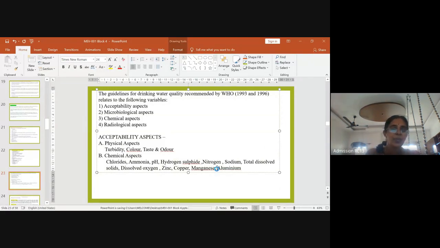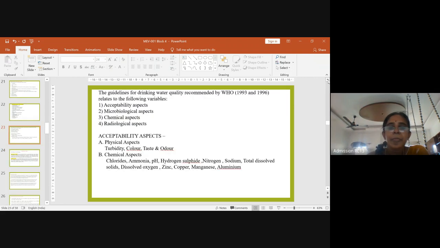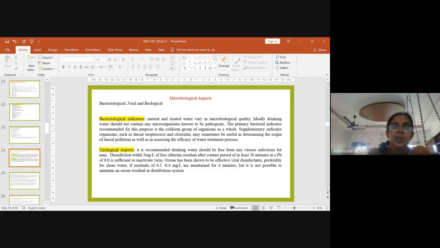So the guidelines for drinking water quality relate to the following variables. First one is acceptability aspects. Second one is microbiological aspects. Microbiological aspects include the bacteriological, viral, and biological. Bacteriological means the bacteria, the fecal bacteria which pollute the water. Drinking water should not contain any organisms which are pathogenic. Pathogenic means which cause diseases.